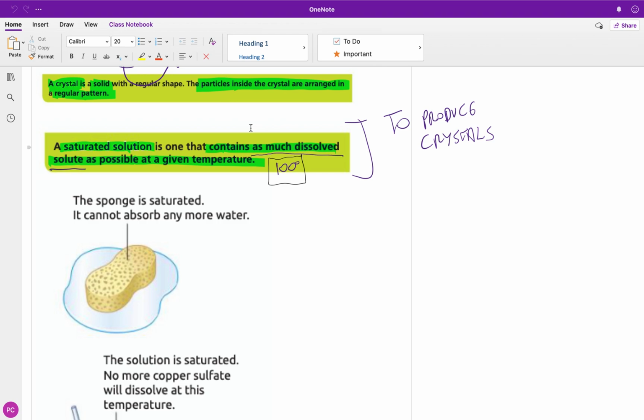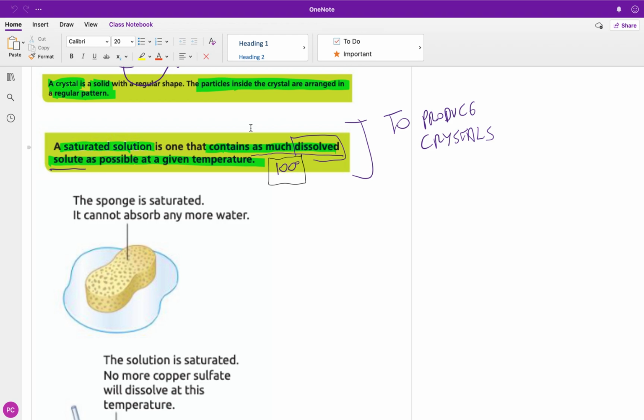And remember, I always said to you, as you're spooning it in, make sure it's dissolving. So add it, stir, add, stir, heat it, keep heating it and adding and stirring and heating. Don't put too much in because it has to be dissolved at a given temperature.